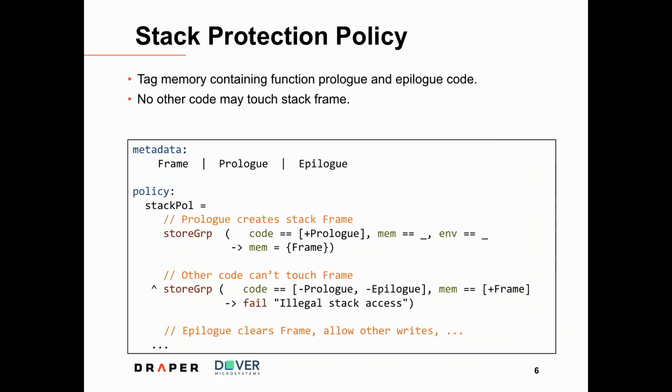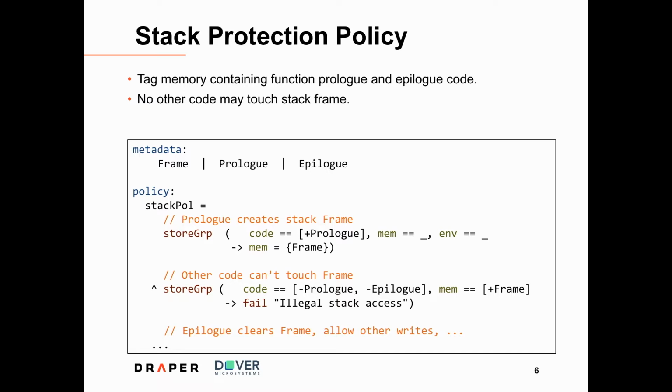So here's a policy that tries to protect the stack frame. The basic idea is this. We're going to use the compiler to, so let me back up. How is the stack frame managed? Well, the compiler inserts code at the beginning of function calls and at the end of function calls that push information onto the stack frame when you call a function and remove that information or pop the stack frame when you return from a function, right? In particular, the return address.